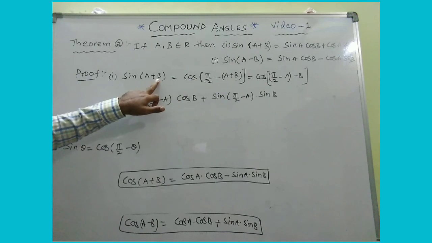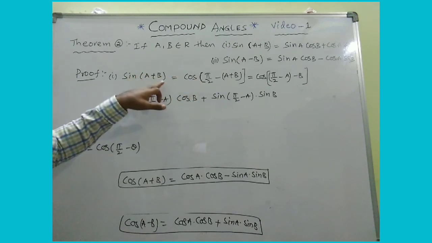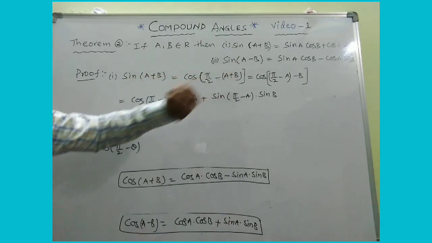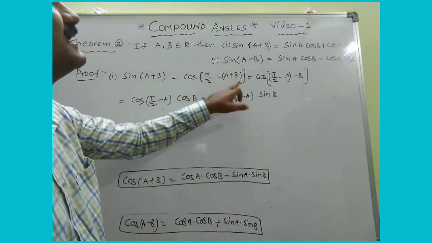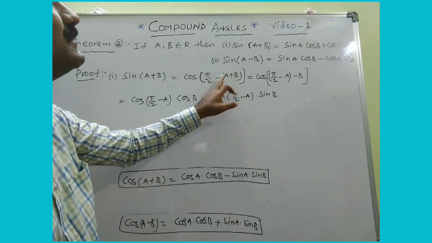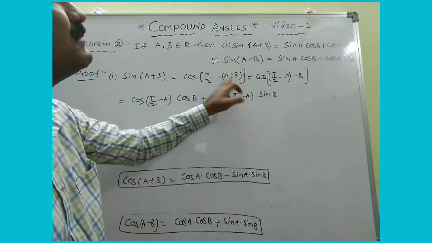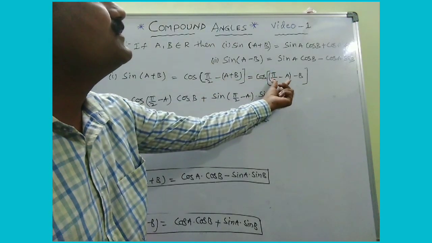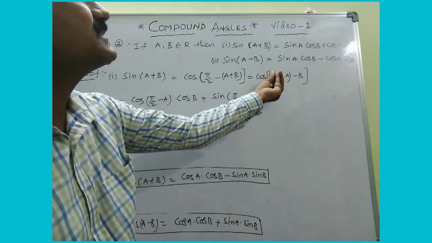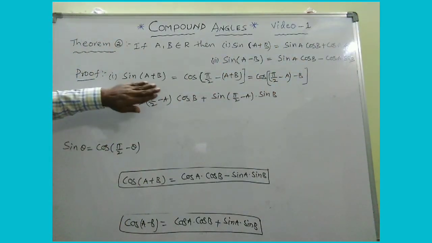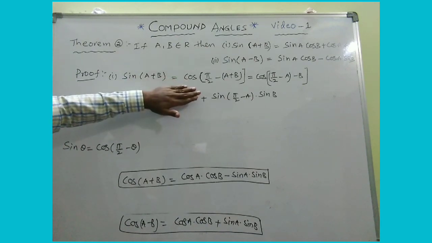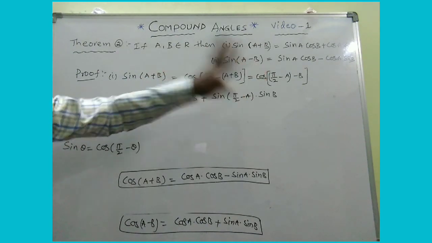A plus B, I want to write sin of A plus B as cos of 90 minus of A plus B, because of this result. And this is a small adjustment, that's it. When I am multiplying with minus, this becomes minus A and minus B. I just want to consider the first two as a single unit. Now this is in the form of cos of A minus B. Then the formula is cos A into cos B plus sin A into sin B.